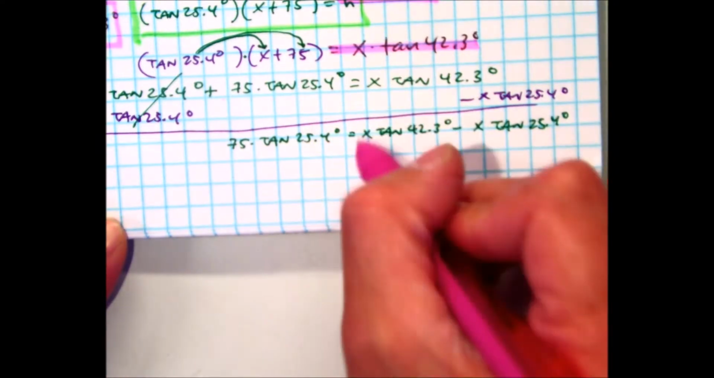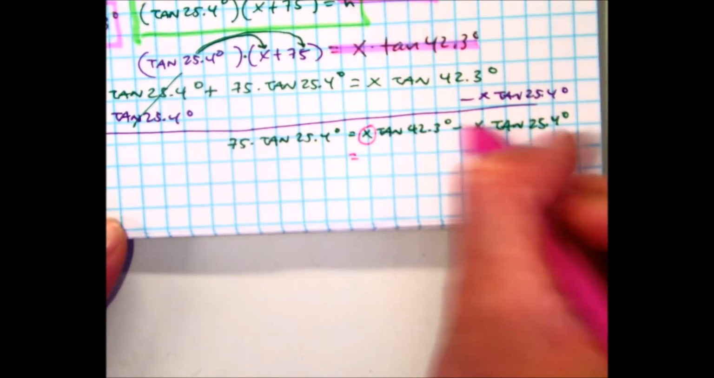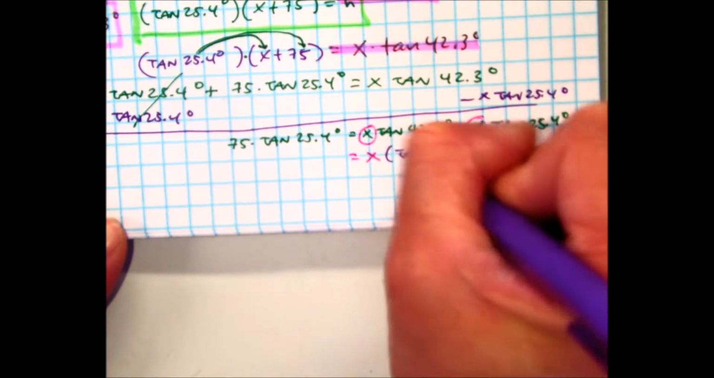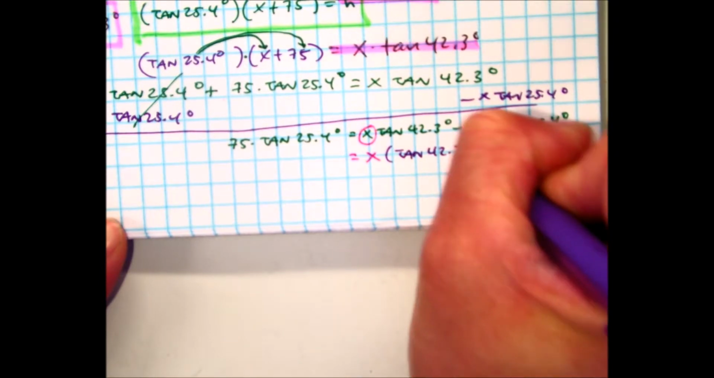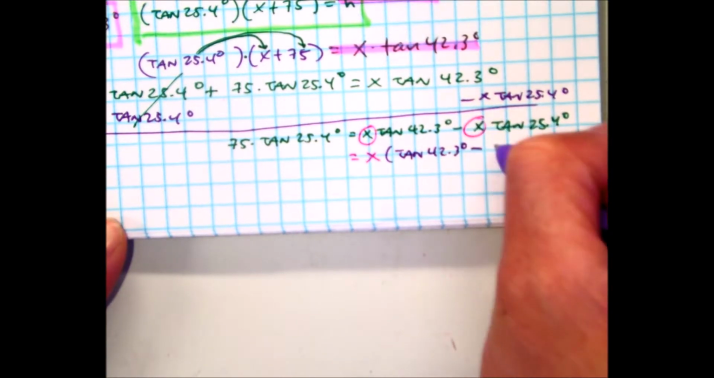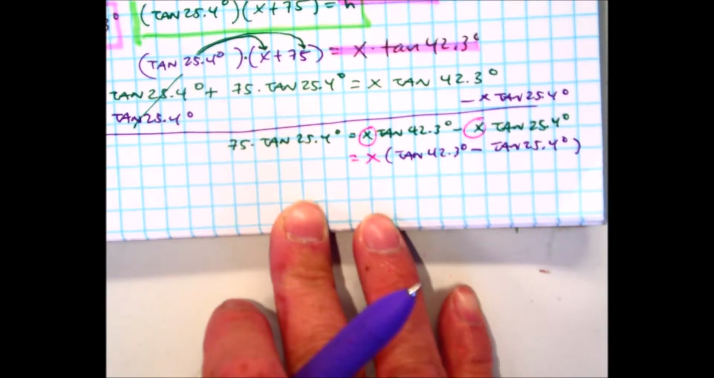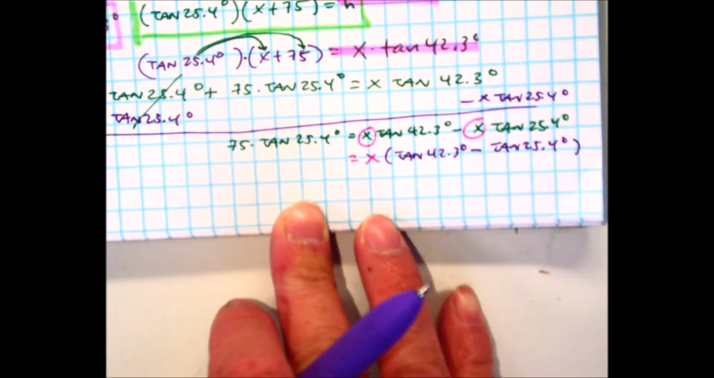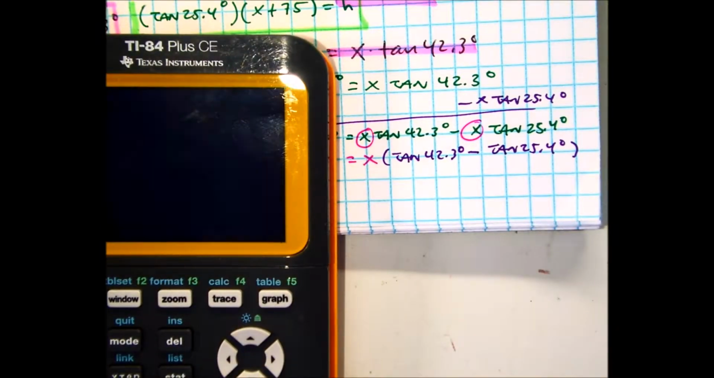I'm going to factor out a GCF. Everyone say GCF? GCF. Notice how they both have an x. So now I have x times tangent of 42.3 degrees minus tangent of 24.4 degrees. This side we can actually evaluate it. So now I'm going to put it into my calculator.